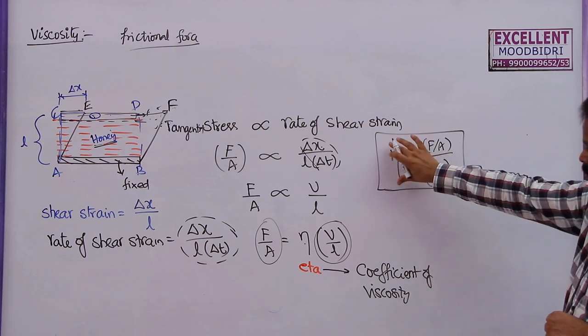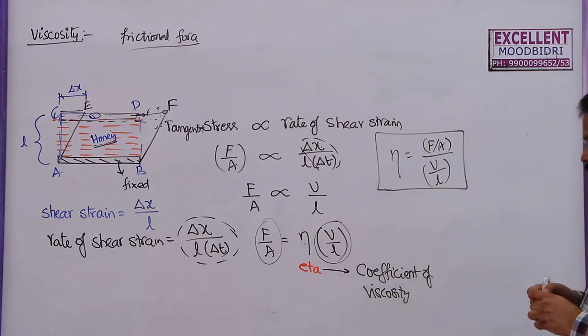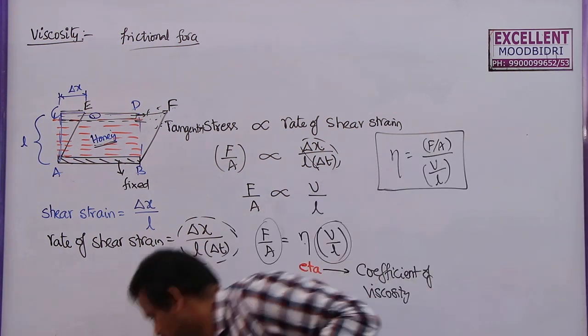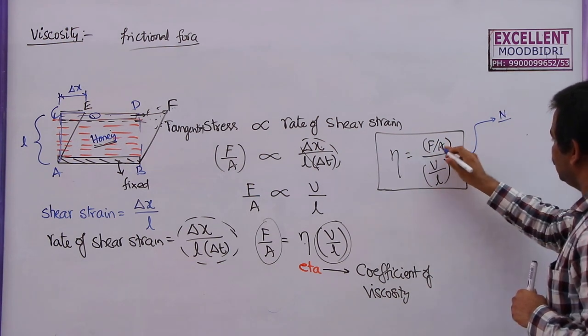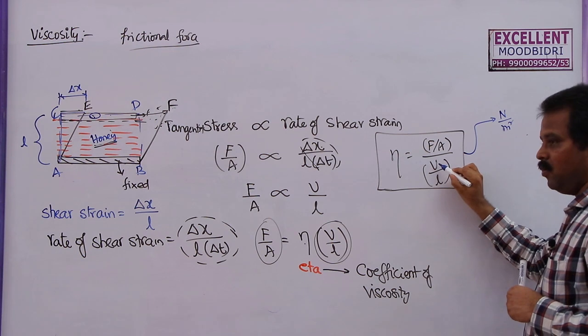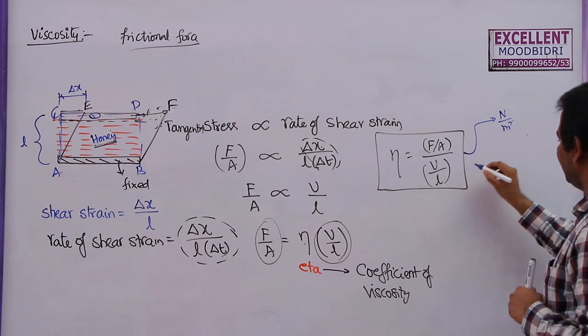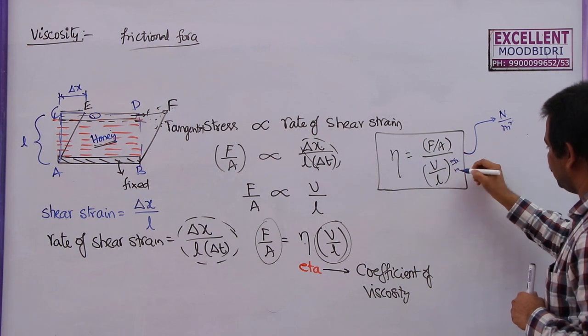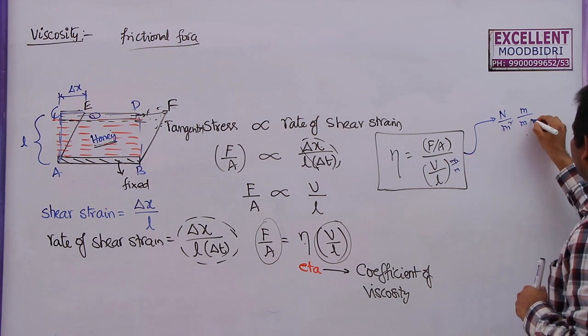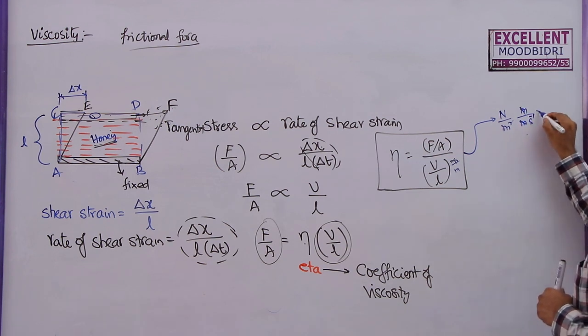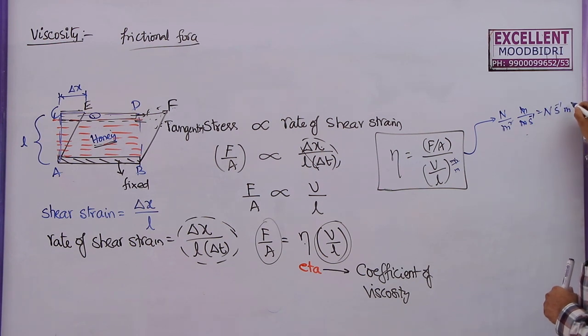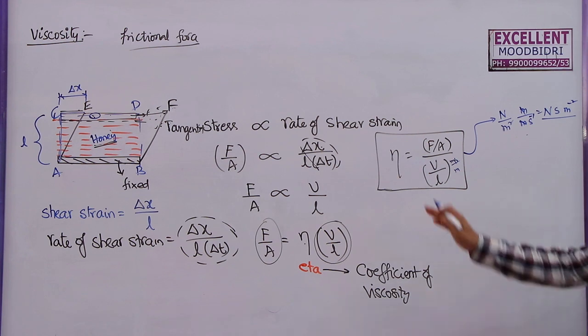Whenever there is a new physical quantity, we need to write the SI unit as well as the dimensional formula. So what is the SI unit? Force is measured in Newton, area in meter square, velocity in meter per second, and length in meter. Meter per second by meter, when it goes up, becomes meter by meter per second. Cancel the m and m, and this becomes Newton second meter power minus 2. So this is the SI unit of coefficient of viscosity.